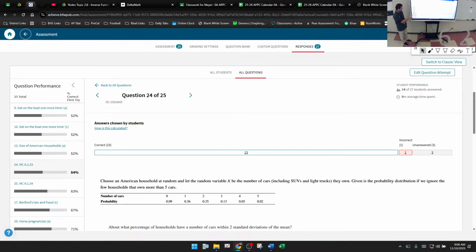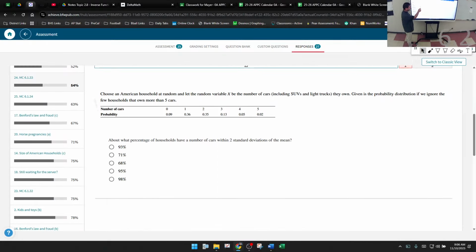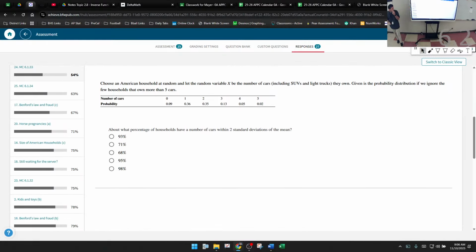One of the higher ones was still one of these multiple choice ones. Guys, these are the type that you're going to see right on the test. Choose an American household at random. Let the random variable X be the number of cars, including the SUVs they own, given the probability distribution, if we ignore the few households that own more than 5 cars. Okay, so more than 5 cars. What percent of the households have a number of cars within 2 standard deviations of the mean?